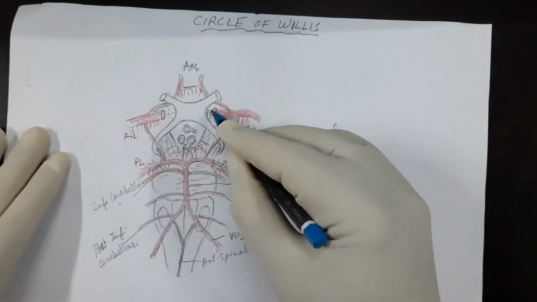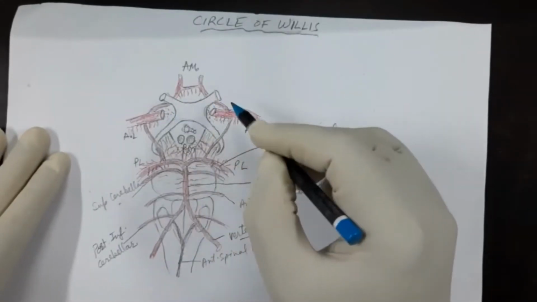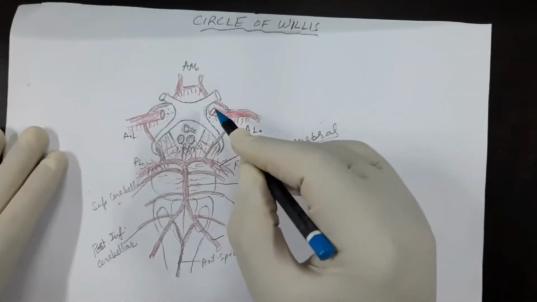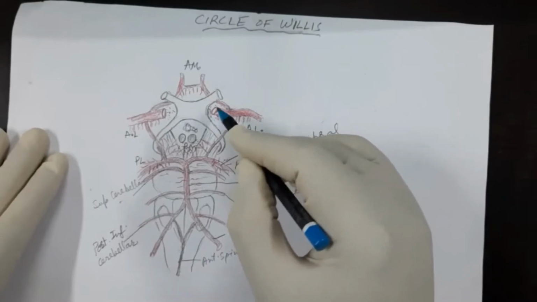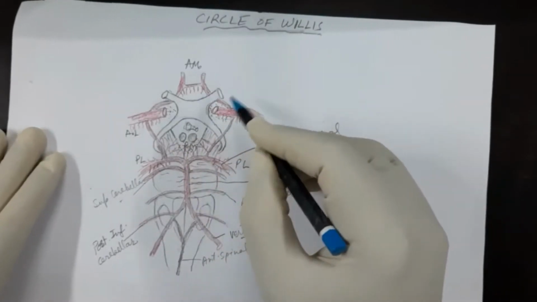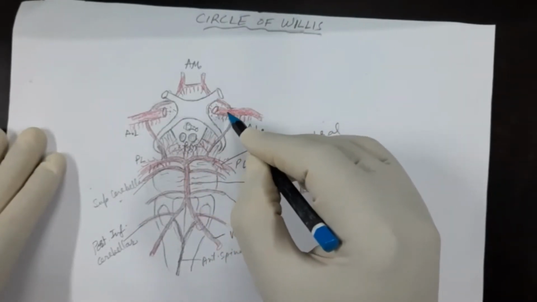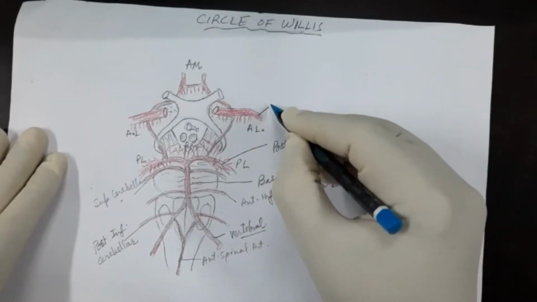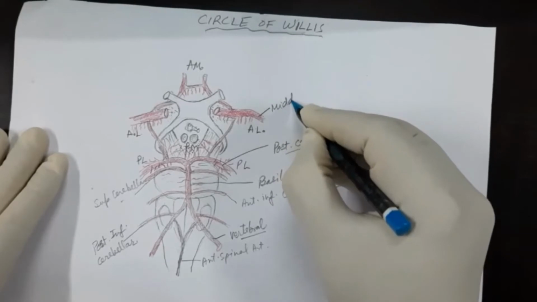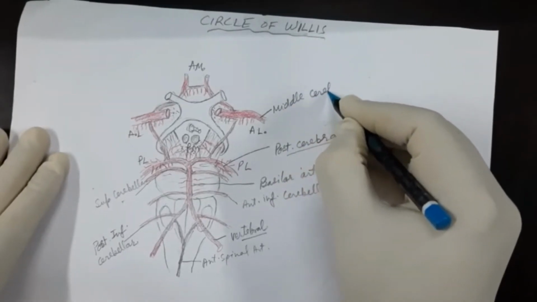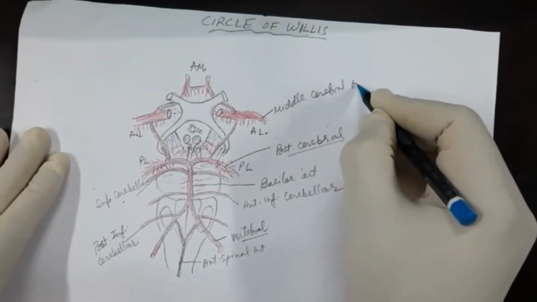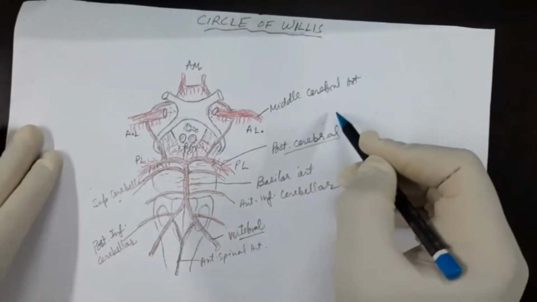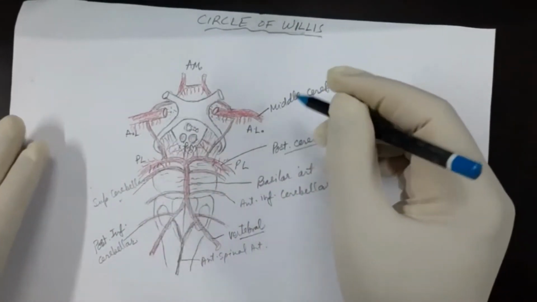So this is the cut stump of the internal carotid artery, which comes at the base of this anterior perforated substance. Now this internal carotid artery becomes continuous with the middle cerebral artery. So this is the middle cerebral artery, on the right side as well as on the left side.